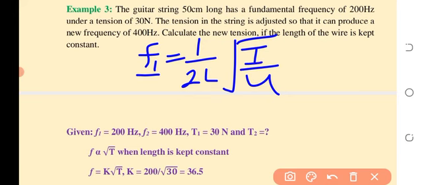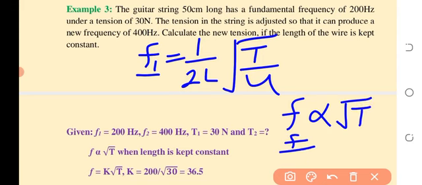That is, we can say our frequency is directly proportional to the square root of our tension, and from here we can say frequency over square root of our tension equal to a constant. So using this idea, now if our first frequency is 200 Hz, and the second frequency according to the question is 400 Hz, we can see them here.